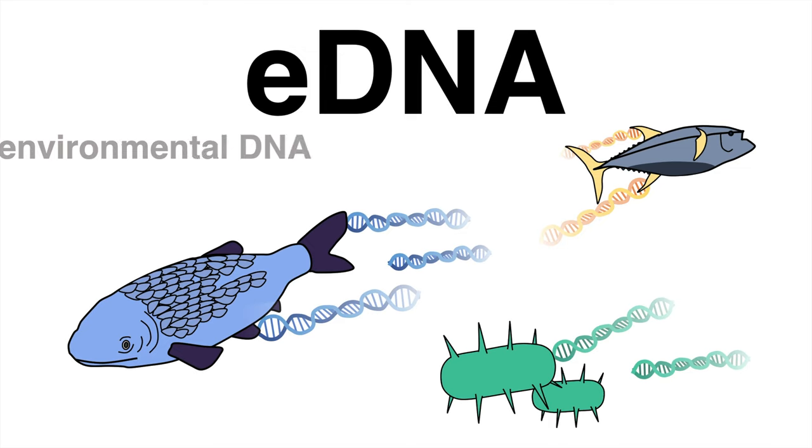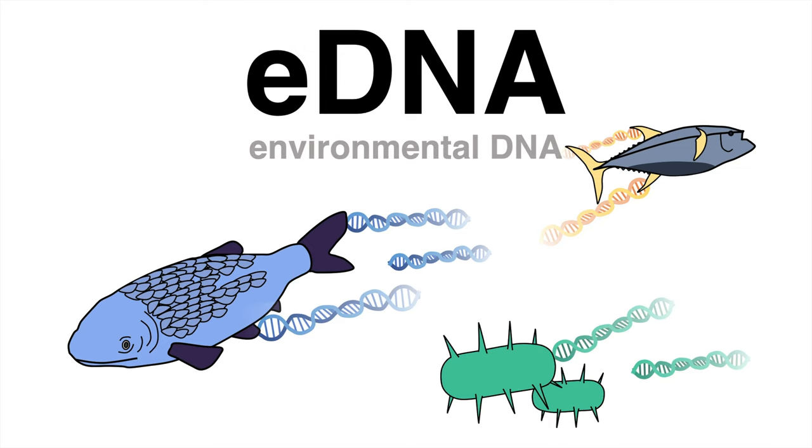eDNA is short for environmental DNA, and as the name already indicates, eDNA is genetic material of organisms found in the environment. Multiple applications of eDNA are of increasing importance. Especially in the field of ecology, eDNA is used to monitor species in a habitat of interest.